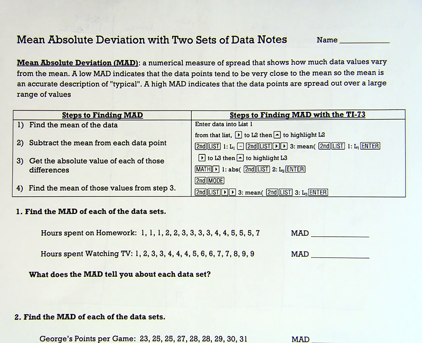A low MAD, or mean absolute deviation, indicates the data points tend to be very close to the mean, so the mean is an accurate description of typical. A high mean absolute deviation indicates that the data points are spread out over a large range of values. Okay? So the lower the number, the closer my data points are to the mean. The higher the number, the more spread out the numbers are and farther away they are from the mean or the average.